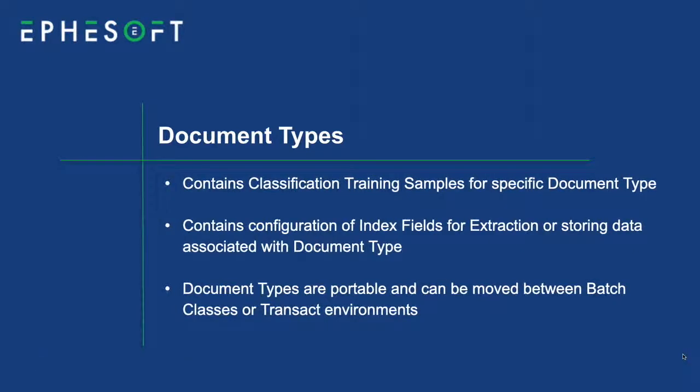Today we're going to cover how document types are used to hold classification training samples for the specified doc type. We're going to also talk about how the document types contain the configuration of index fields, which are used to store specific data about the document type. And we're going to then talk about how document types are portable.